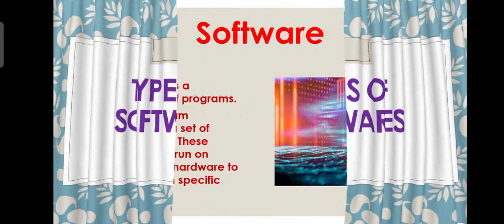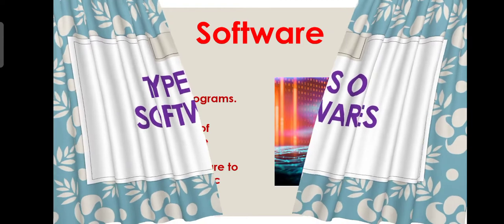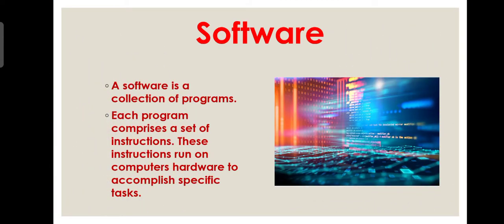Types of software. So first, let's study about the software. What is a software? A software is a collection of programs. Each program comprises a set of instructions. These instructions run on computers' hardware to accomplish specific tasks. So, what is the basic need of it? That a software is a collection of programs.